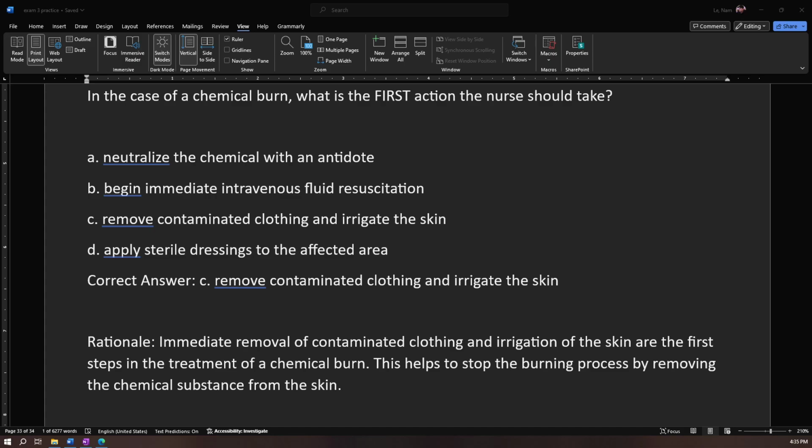Rationale. Immediate removal of contaminated clothing and irrigation of the skin are the first steps in the treatment of a chemical burn. This helps to stop the burning process by removing the chemical substance from the skin.